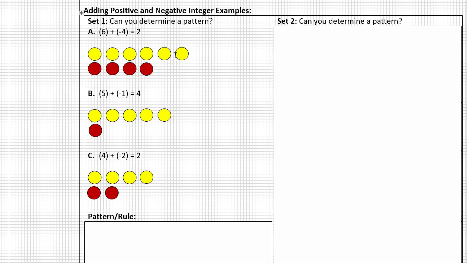So as we work today, I want you to look for a pattern. Is there anything you notice that all 3 of these problems have in common? Hold on to that idea and let's take a look at the second set of problems.